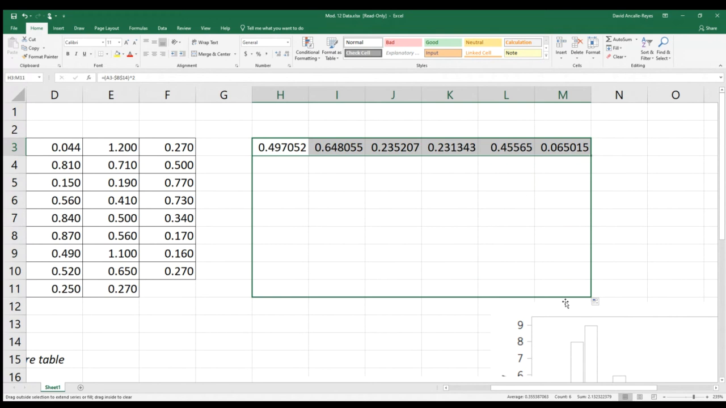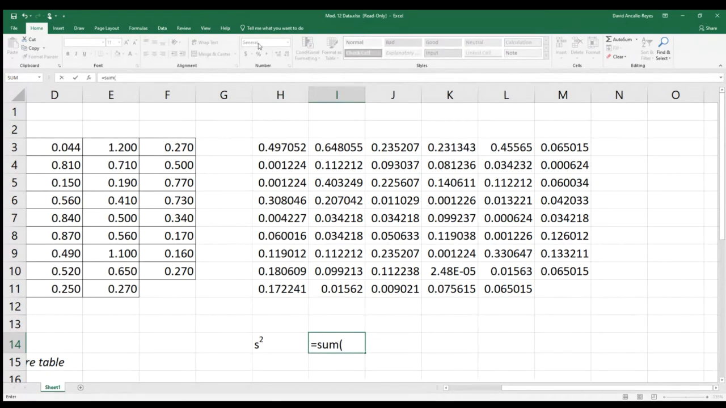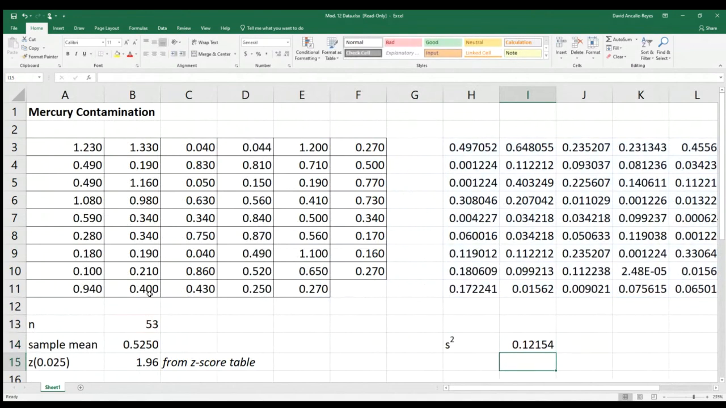That's what I'm going to do now. My sample variance, or S squared, is going to be the sum of all these values divided by n minus 1, my apologies. So I get a sample variance of 0.1215.